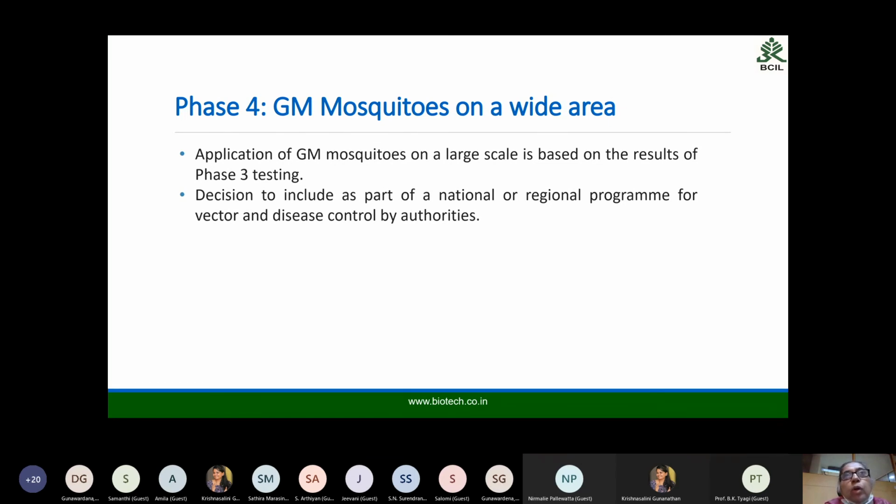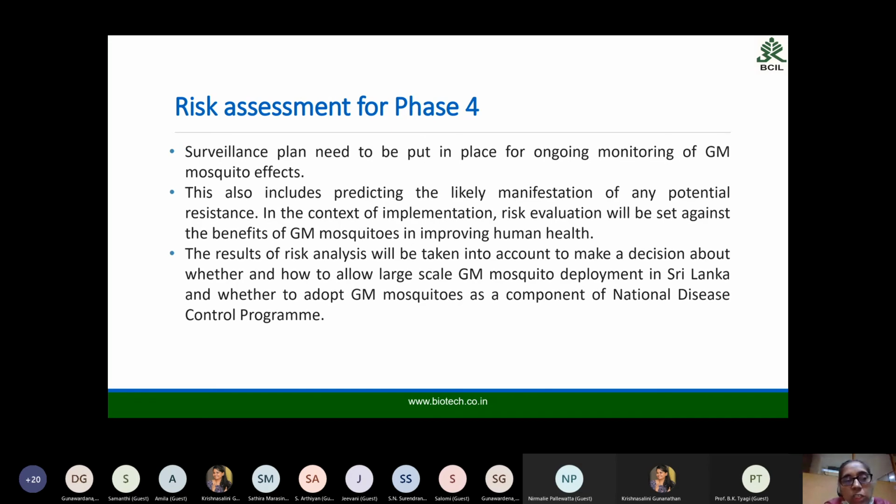So remember the go, no-go criteria. If everything is moving fine, then we keep moving. If there's a problem somewhere, then we go back and do the analysis again. The decision to include it as part of the national or regional program for vector and disease control is made by authorities. So once you have the positive decision from the authorities, only then would phase 4 be initiated.